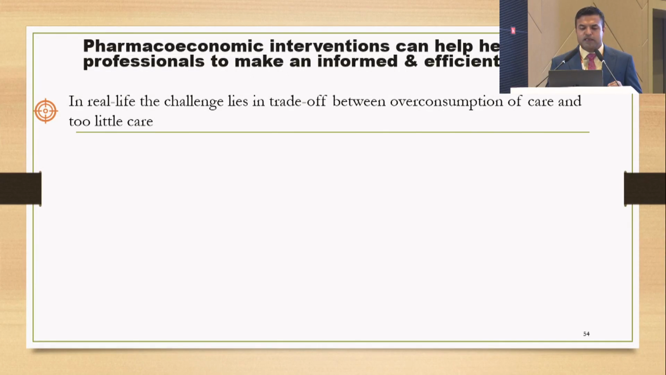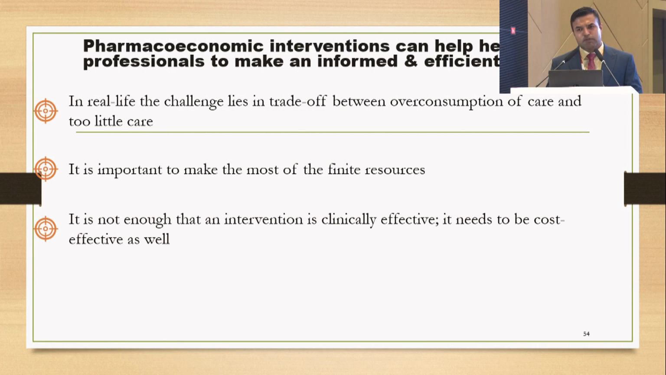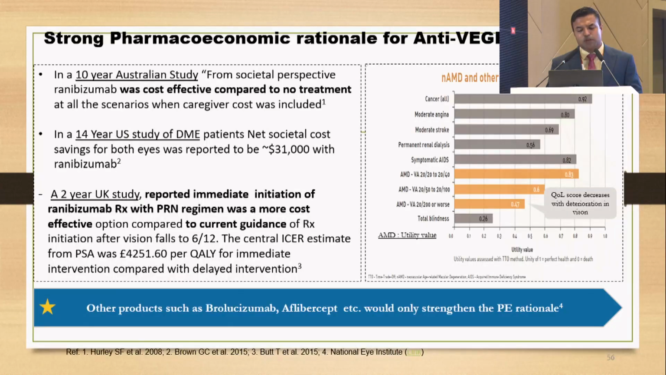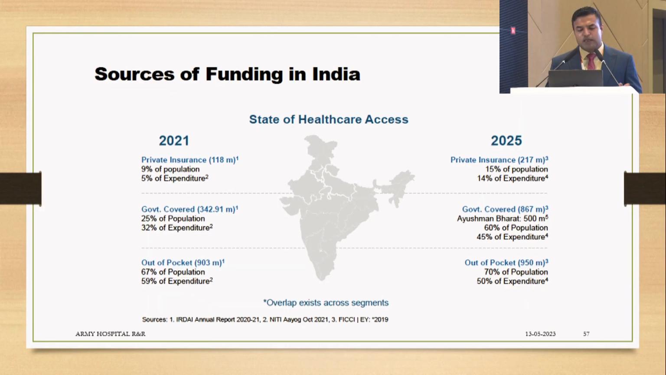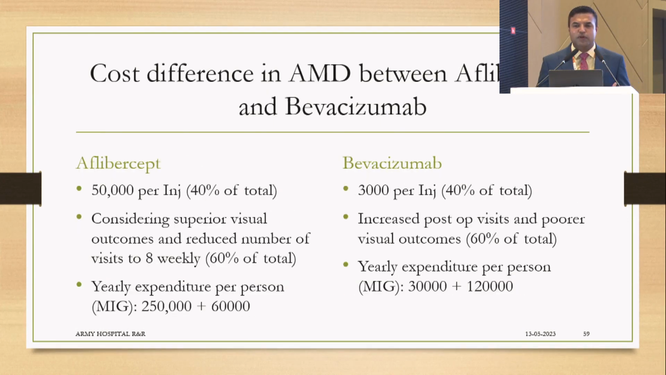So in real life, we see that pharmacoeconomic intervention can help healthcare professionals make informed and efficient decisions. Within finite resources, we can distribute the benefits of these kinds of anti-VEGF treatment to all. Now, the sources of funding in India are not going to change. Between 2021 and 2025, they are going to remain equal. They can only be distributed into various subheads. So how are we going to deal with it? There is where the crux of the equation comes.